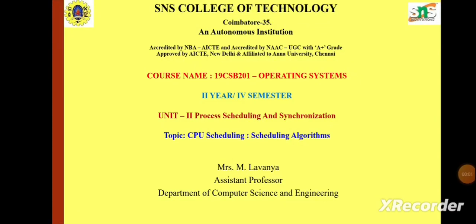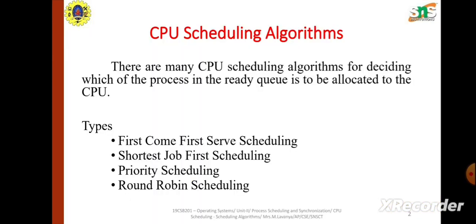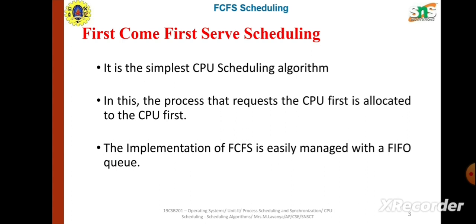Hello everyone. Today we are going to see about CPU scheduling algorithms. The processes which are arriving in the queue will be allocated to the CPU using different techniques. Today we are going to see about the FCFS scheduling algorithm. FCFS stands for first come first serve scheduling.